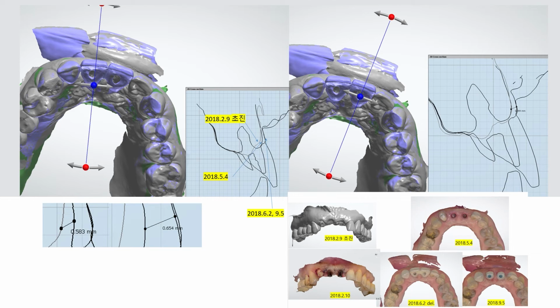If you see the comparison at the bottom right, it seems 5 scans were compared, but actually 4 scans were compared. On the day of surgery, we opened a flap, and that gingiva is therefore not good for comparison. So we only compared 4 scans.